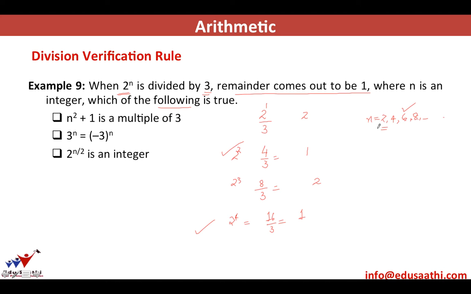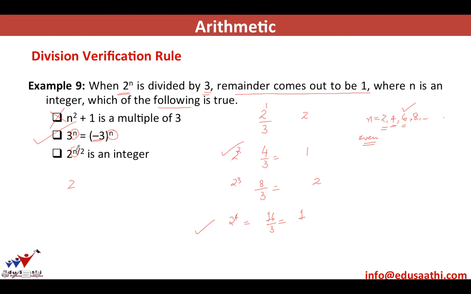5 is not a multiple of 3. If I just look at 4 square, 16 plus 1 is not a multiple of 3. 36 plus 1, 37 is not a multiple of 3. So this statement is not true. The value of n is coming out to be even in all the cases. So if I look at 3 raised to power n minus 3 raised to power n, since the value of n is even, this minus thing will be nullified to give me the second statement, which will definitely be true. Let's look at the last statement, 2 raised to power n.